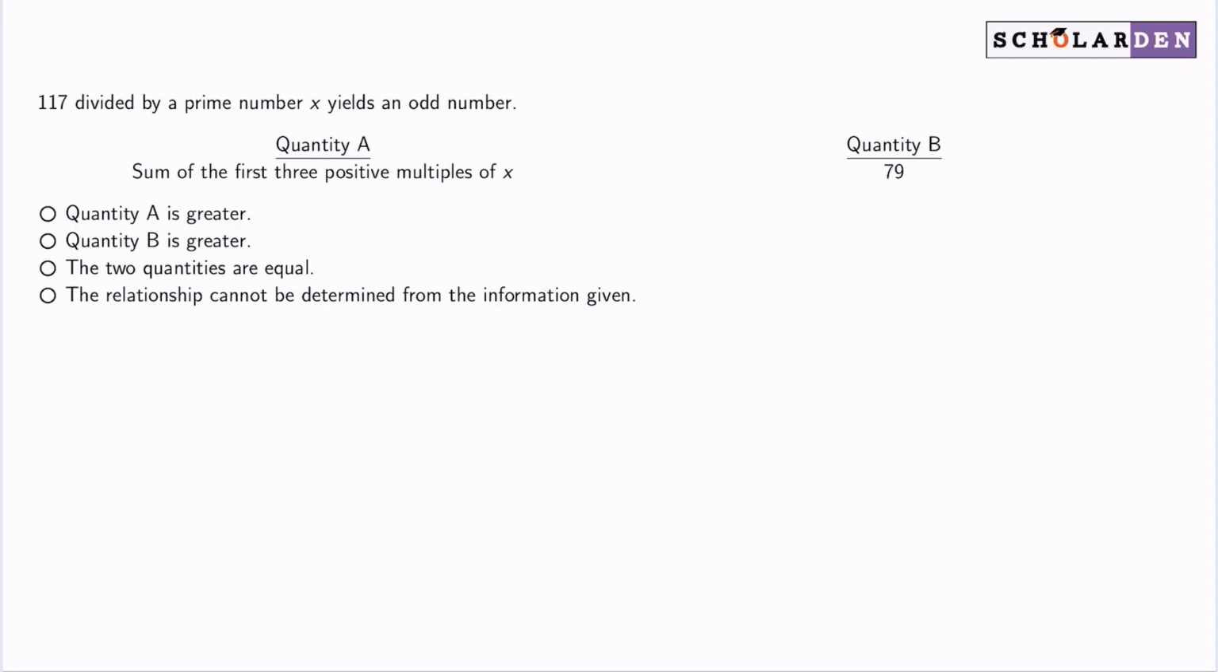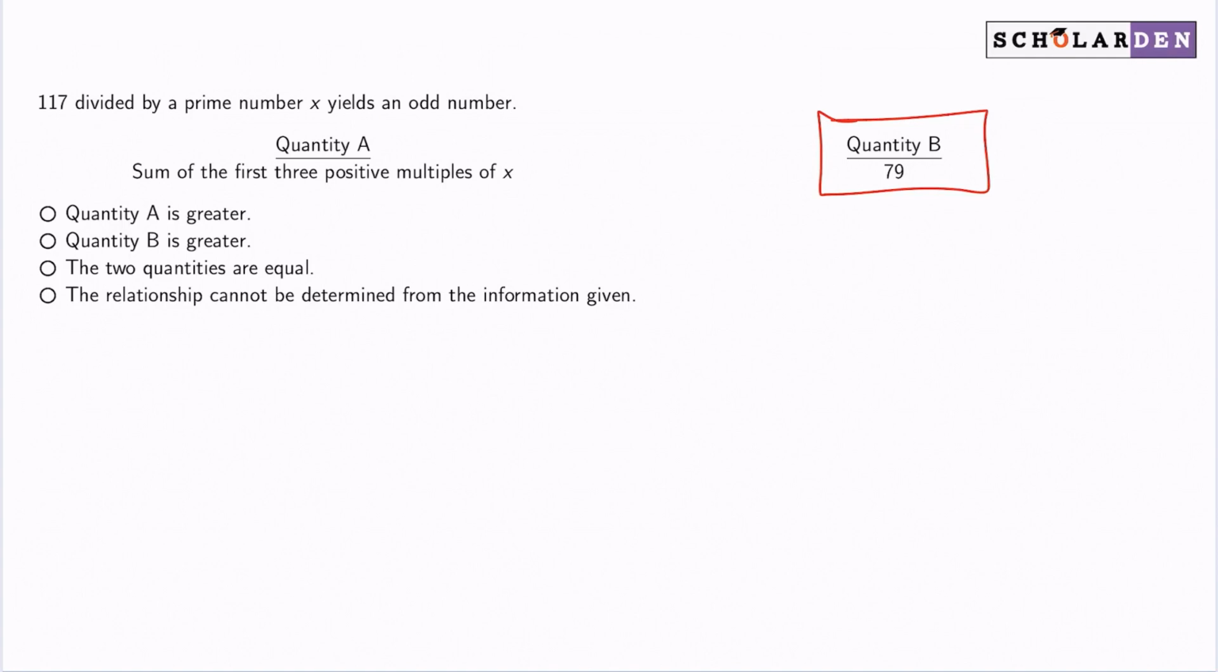117 divided by a prime number x yields an odd number. So we have a quantitative comparison question. One's greater than the other, they're equal, or we just can't determine the relationship with the information given. The answer here is quantity B. And here's how I know this.